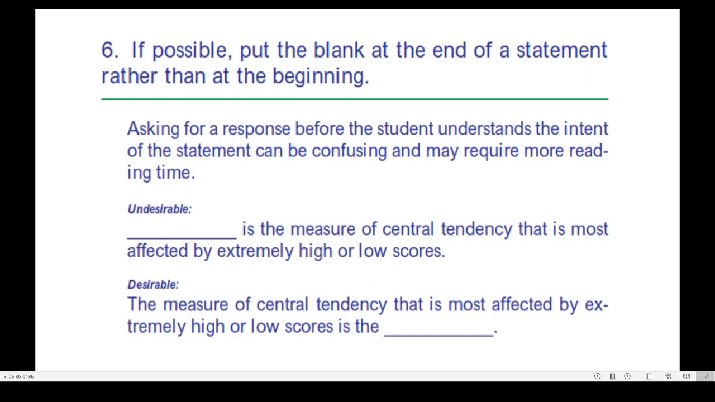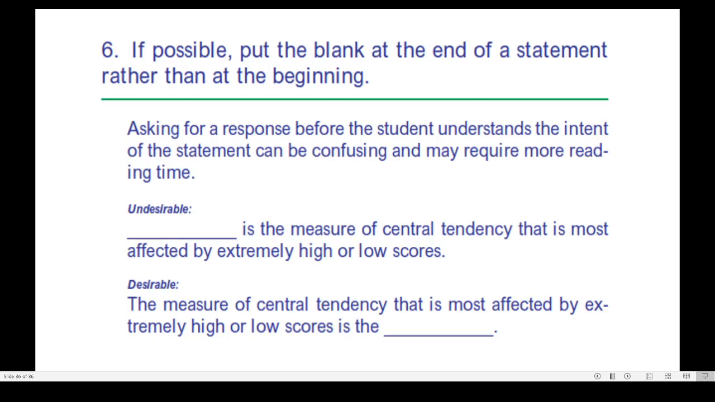Okay. And of course, this is another rule that we have to follow. Okay. The sixth one, and this is the last one. If possible, put the blank at the end of the statement rather than at the beginning. Okay. This is what I had just mentioned to you. If possible, but many books would really mandate this. Okay. You have to put the blank near the end or at the end of the sentence or of the statement. Okay. Asking for a response before the students understand the intent of the statement can be confusing and may require more reading time.